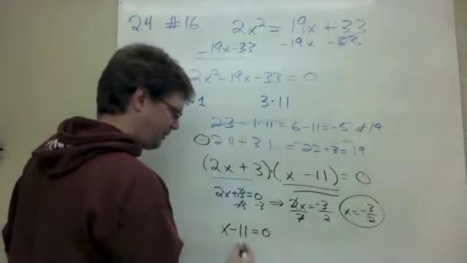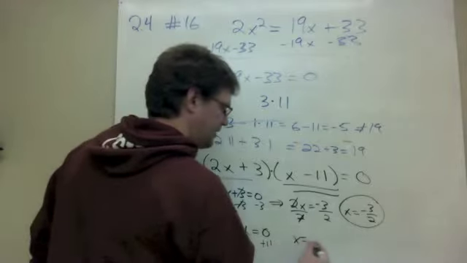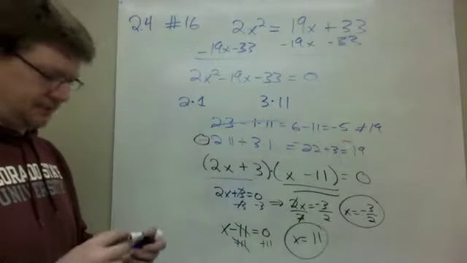Our other solution, x minus 11 has to be equal to 0. And if we add 11 to both sides, it'll cancel here. We'll get x equals 11 as my other solution. And we're done.